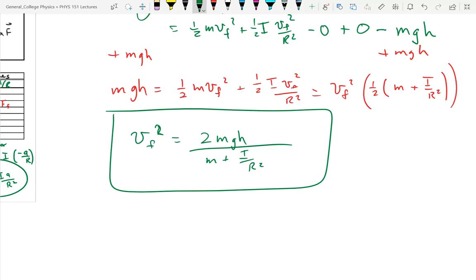Which method was easier? This one. This one was clearly much easier. No resolving vectors into components. No combining equations, really. I mean, I had to put them into that work non-conservative is equal to change in kinetic energy plus change in potential energy, but it was a much simpler process.